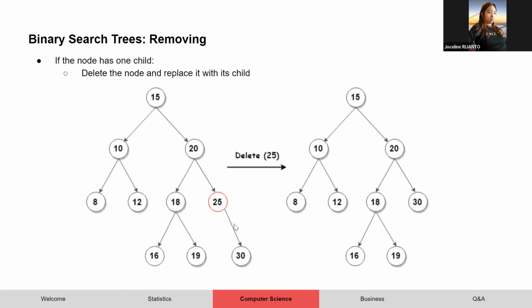Next, with one child, for example, we have 25 and we have one child of 30. Since we want to delete 25, we just replace that node with the child. So we get a resulting node of 20, and then we have 30 afterwards.